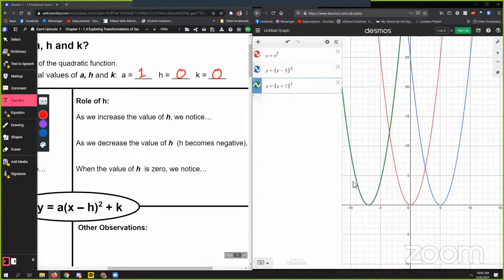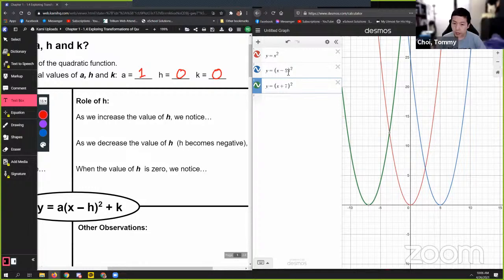Can I answer? Yeah, go for it. If, for example, x plus 5, it means the number is positive, and x plus 7 it means it's negative. That is correct. Everyone hear that? Just to reiterate what Lorraine is saying, in x minus 5, the number 5 is actually positive, and in x plus 7, the number 7 is actually negative. And you'll see that in green it shifted left, and in blue it shifted right.